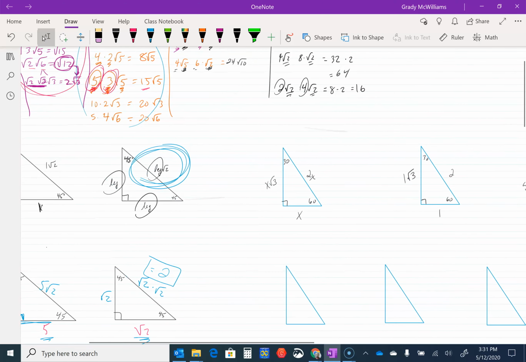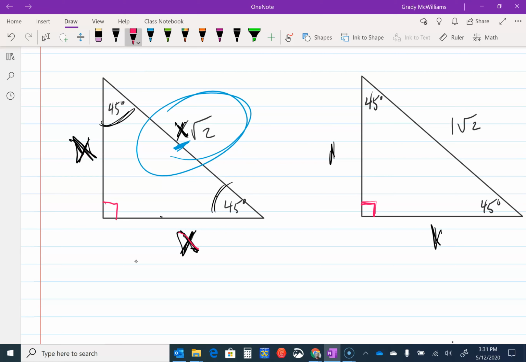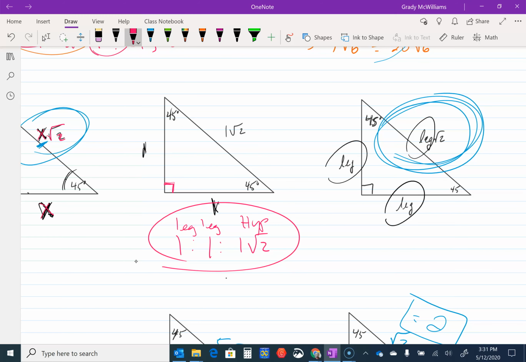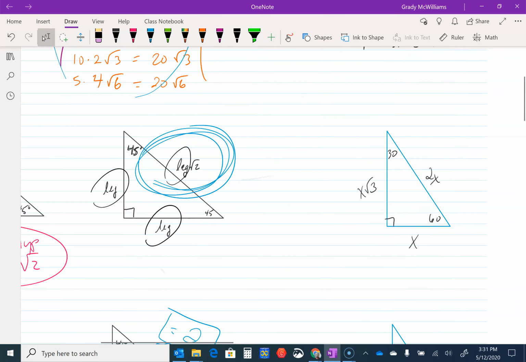Okay, for 45, 45, 90s, we learned that you got the two legs that are the same, and whatever the leg is, you would times by the square root of 2 to get the hypotenuse. A lot of times some books would just say it's a ratio of 1 to 1 to 1 square root of 2. This being a leg, this being a leg, and this being the hypotenuse. You can do it like that. I've always taught it as leg, leg, and then leg times the square root of 2.